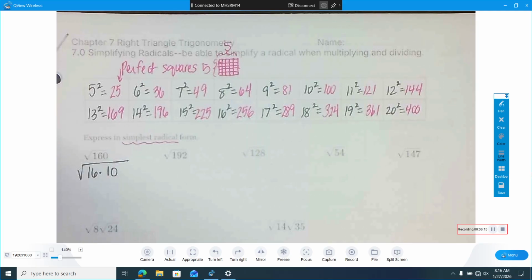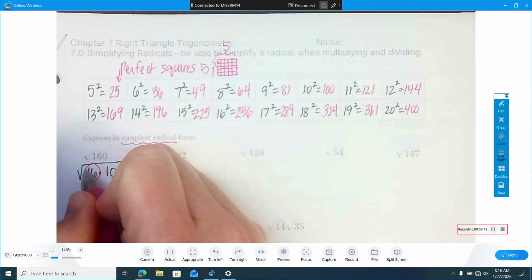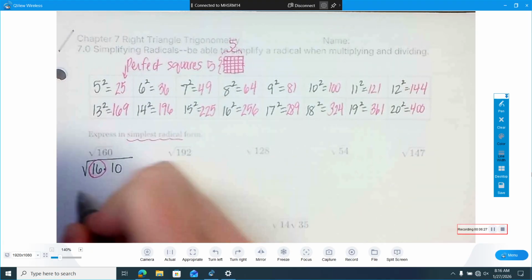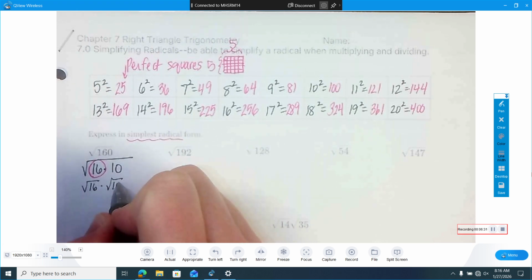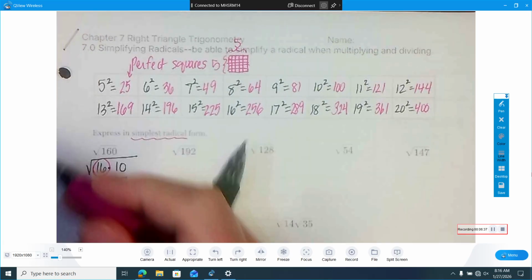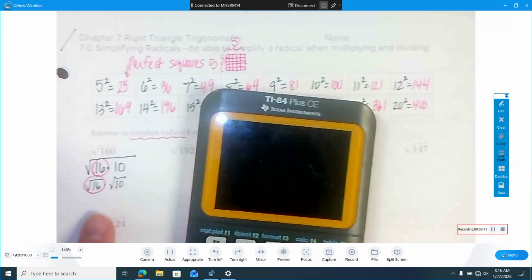16 happens to be a lovely perfect square. That is a lovely perfect square number. And because of that, we can simplify it. When we have a giant radical, we can split it into 2 baby radicals. The square root of 16 times the square root of 10. And lo and behold, what is the square root of 16? 4. Yeah, it simplifies. So that's what we look for.